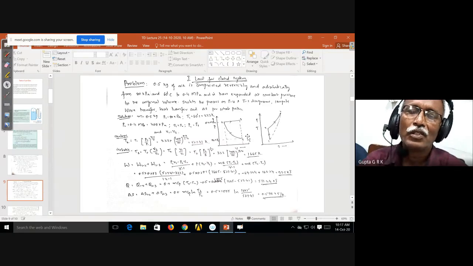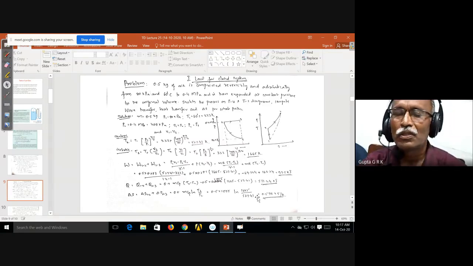So you have to find out Q12, Q23, Q34, W12, W23, W34, like that, and you can add them. And if it is a cycle, the change in property will be 0 finally. It has to come back to its original property. So that is the way we have to tackle any first law problem for a closed system.